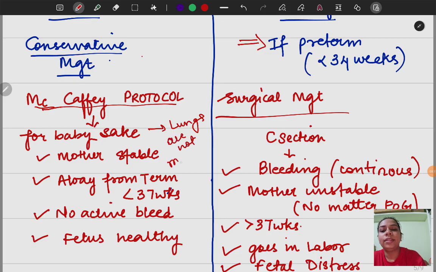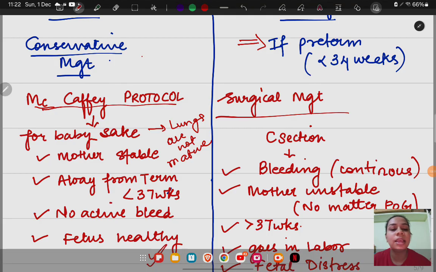In this case, what we have to see is whether the mother is hemodynamically stable or not, and always you have to do this from term. If the baby is less than 37 weeks, then only you have to wait. If the baby is more than 37 weeks, no need to wait because the lungs are already mature. And we have to see that there is no active bleed, then only we can wait. If there is active bleeding, that means the mother will go into shock, and then you have to go directly for surgical management. And also you have to see that the baby is healthy.